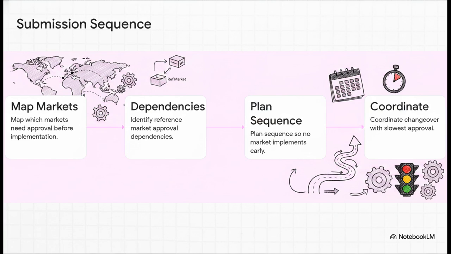So how does Orion pull this off without causing a massive stockout or a major compliance breach? Simple. They follow a super strict 4-step strategy. Step 1, map out every single market that requires approval before implementation. Step 2, identify dependencies. Like countries that won't even look at a submission until your primary reference market approves it first. Step 3, plan that submission sequence tightly. And finally, step 4, coordinate the physical manufacturing changeover so it aligns perfectly with the absolute slowest required market approval. Remember the traffic lights? You can only move as fast as your absolute slowest required red light.